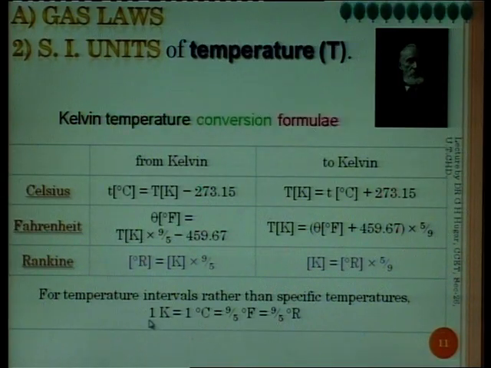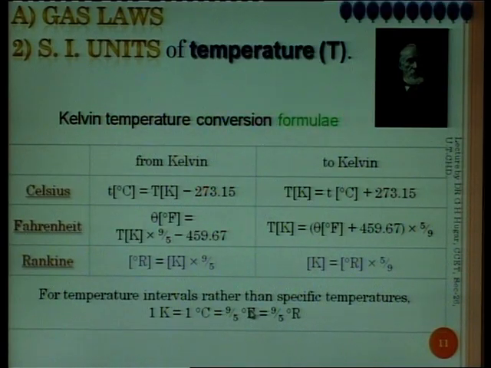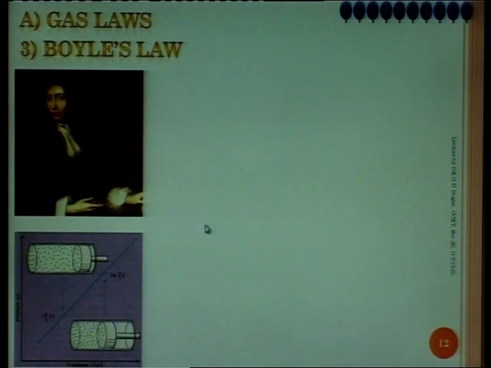There is one point which you are supposed to remember: 1 Kelvin is equal to 1 degree Celsius or 9/5 degree Fahrenheit or 9/5 degree Rankine. So, now we will pass on to the gas laws.